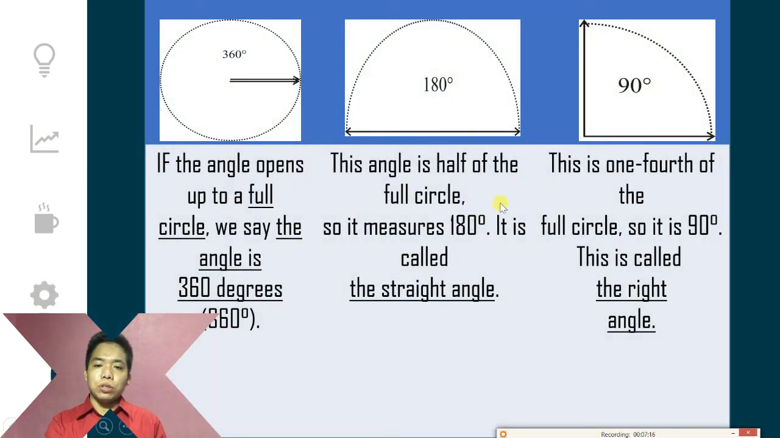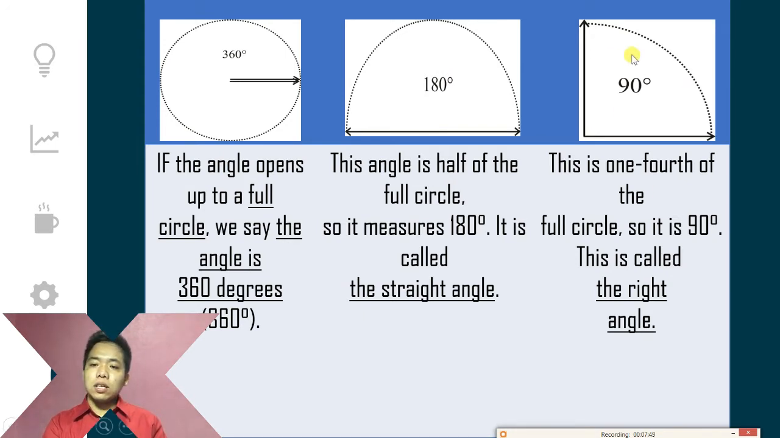So you can see here there are 3 angles. First is a 360-degree angle. When the angle opens up to a full circle, we say that the angle is 360 degrees. When the angle opens up to half a circle, we call it a straight angle measuring 180 degrees.